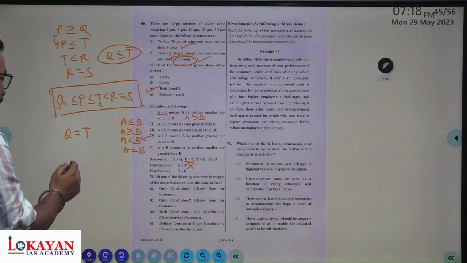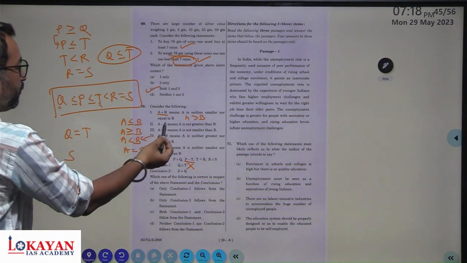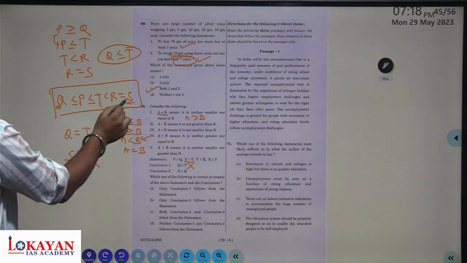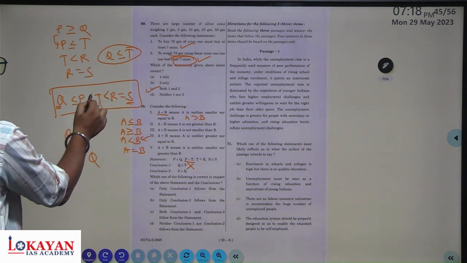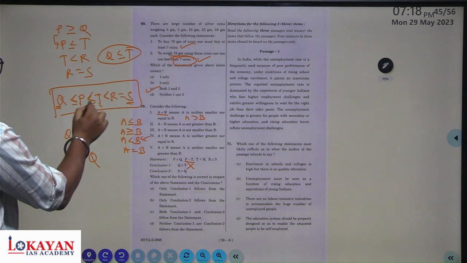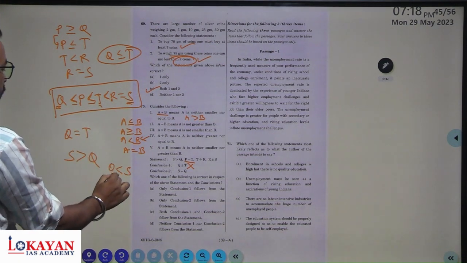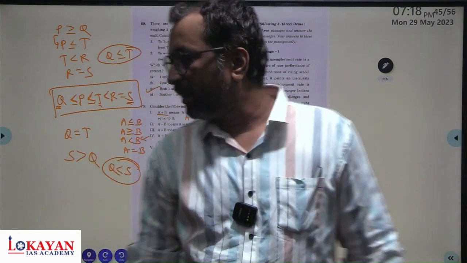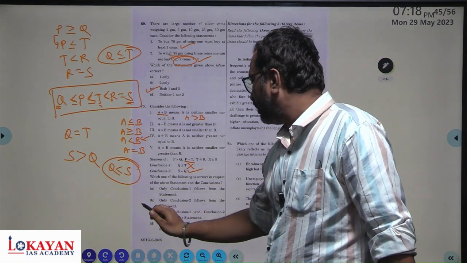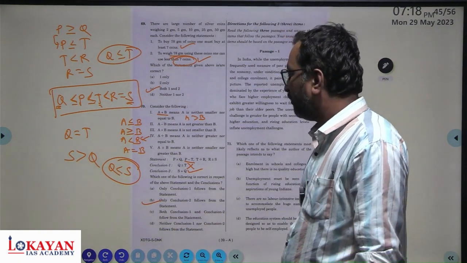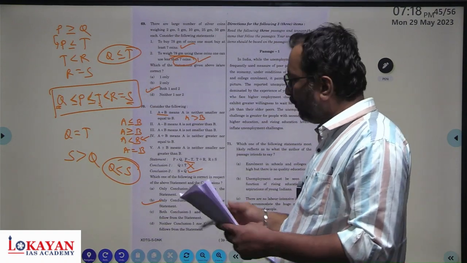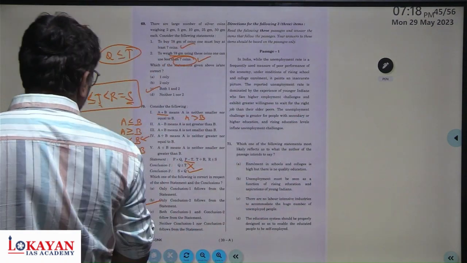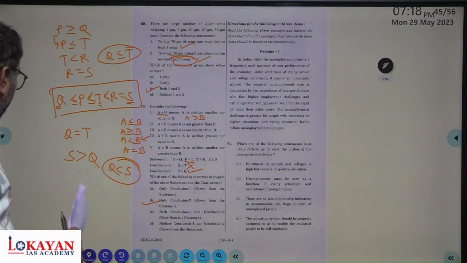Second conclusion says S plus Q. Plus means S is greater than Q. Look at S and Q: the greater sign is on S's side. That means S is always greater than Q. So the second conclusion is correct. Only conclusion 2 follows from the statement. First is wrong, second is correct. We have to use the information given here to draw conclusions. So for question number 70, option B is the correct answer.